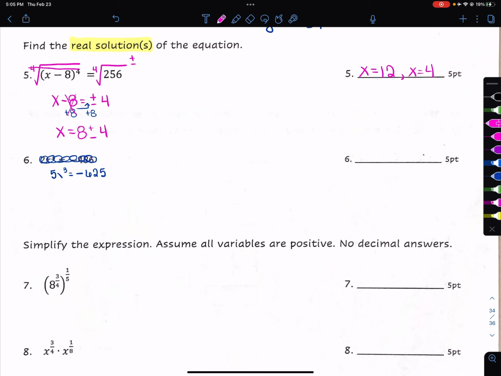All right, on number 6, on this one here, the cubed power, 3rd power, is only touching the x. So that 5 has nothing to do with it. I can go ahead and get rid of that 5. So we are going to divide 5 off of this side, divide 5 off of that side. That will leave me with x cubed is equal to negative 125. Okay, take the cube root of both sides, and I will be left with x equals negative 5.